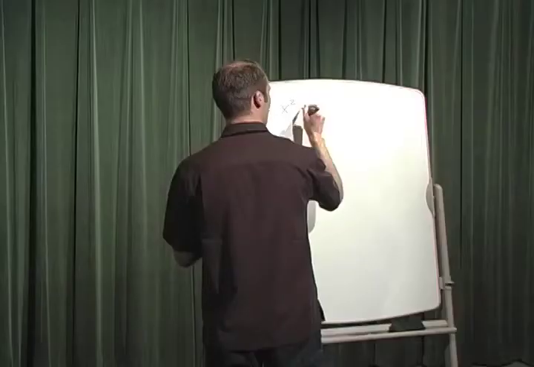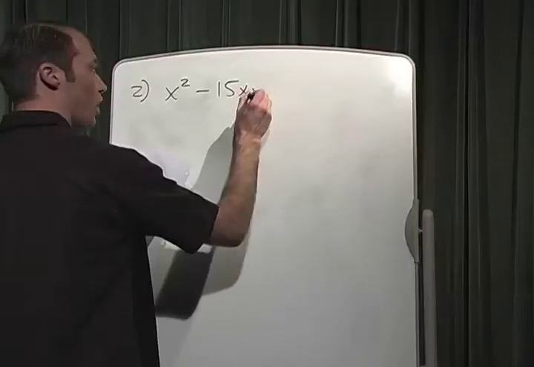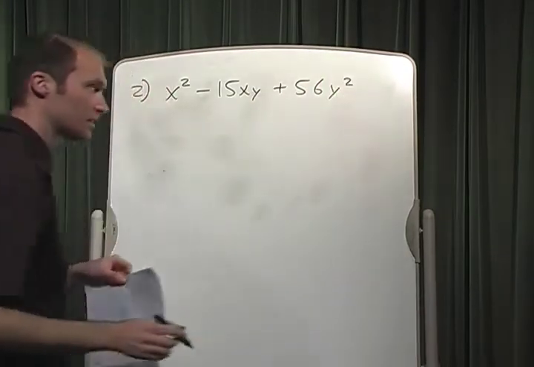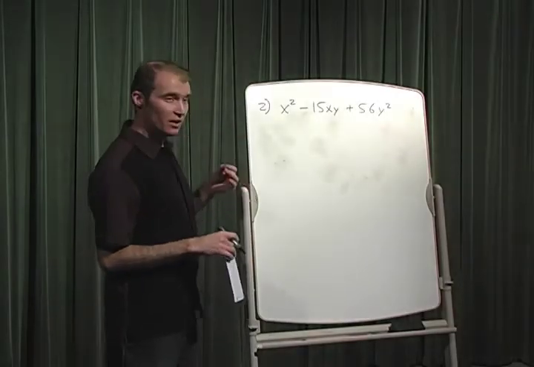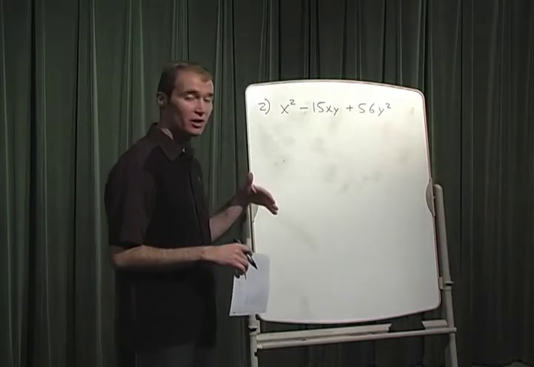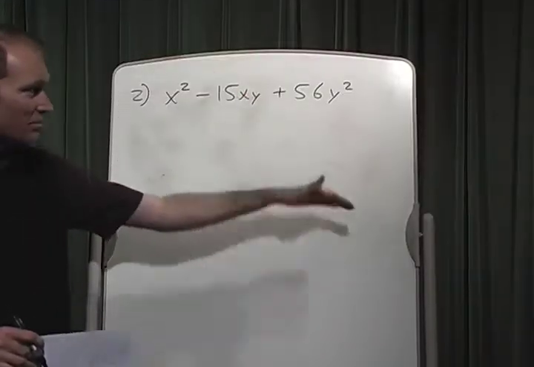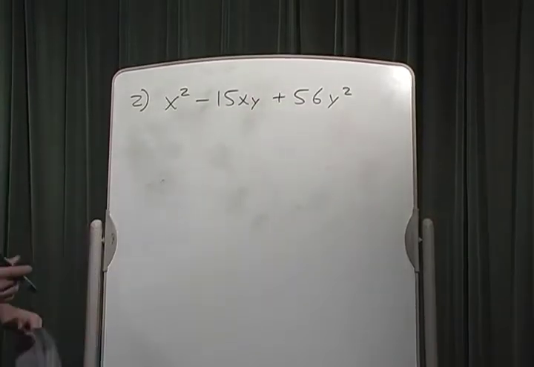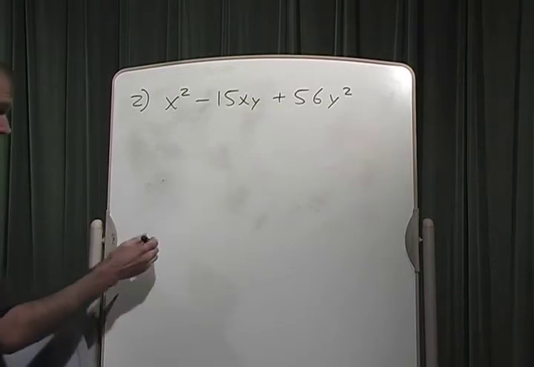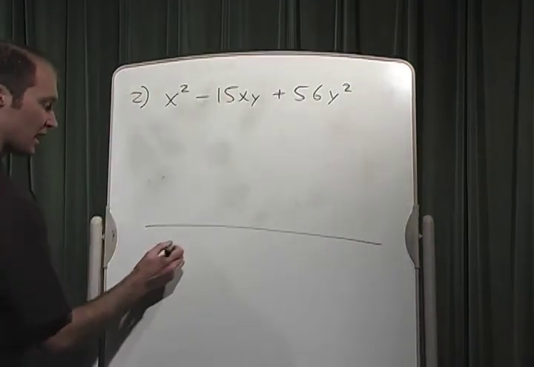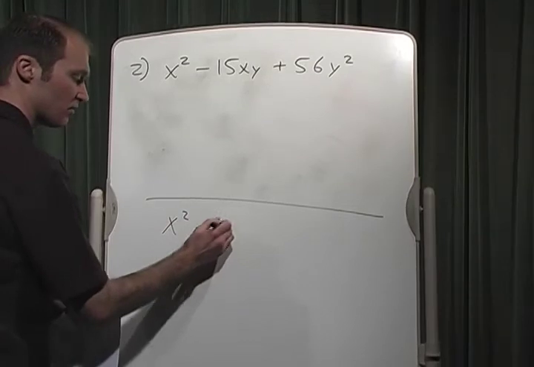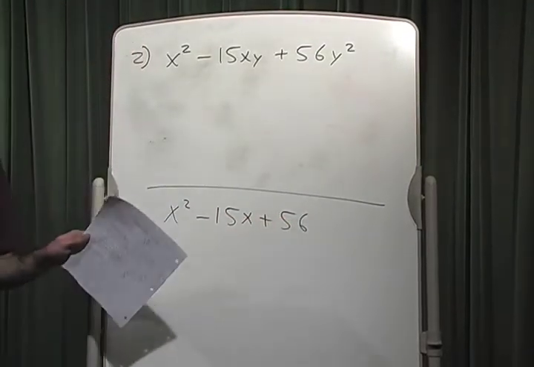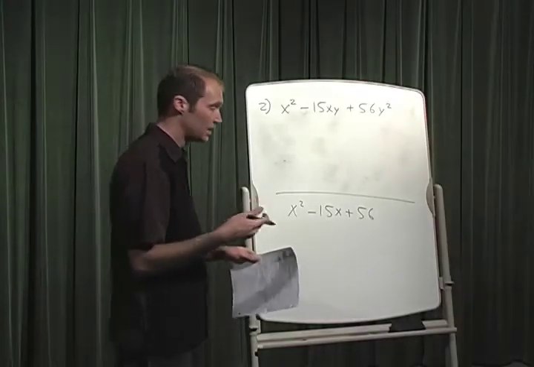x squared minus 15xy plus 56y squared. Now, notice how this problem has a pattern that it follows. It goes in descending powers of x and ascending powers of y. Now, if the problem was x squared minus 15x plus 56, that is, if I didn't have any of the y's, well, you guys would know how to deal with that.